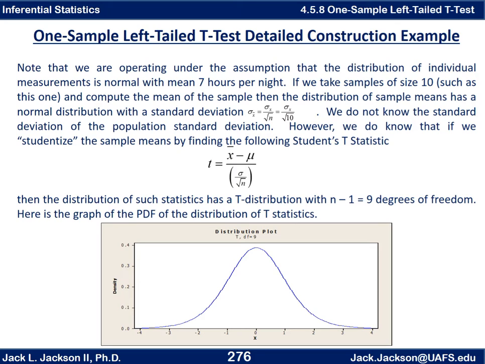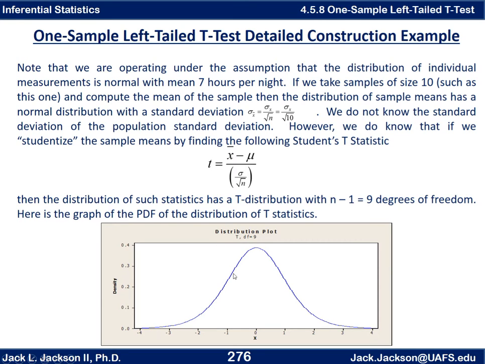We don't know the standard deviation of the population, so we don't really know sigma, but we do know that if we studentize the sample, in other words, find something sort of like a z-score, but not quite, then we can get this Student's t statistic. It's x bar minus mu over s divided by s over square root of n, and that's our t statistic, and the distribution of these t follows a t PDF, a t distribution.